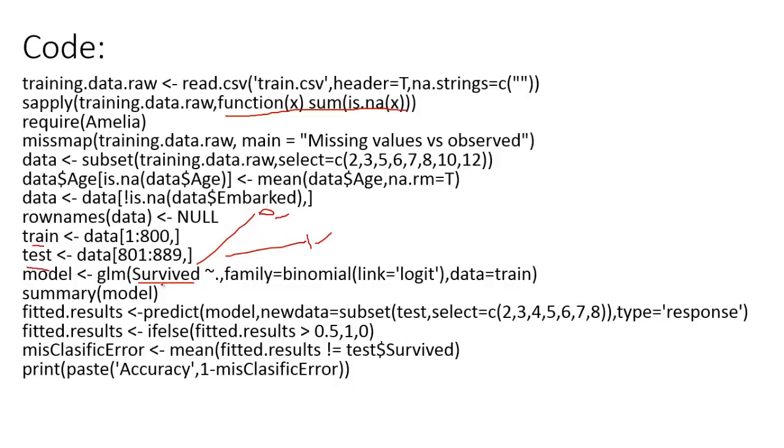So I am just training the model using a predicted class, Survived, and using the features as the independent variables. And I have used a binomial logit family. Binomial is for the class, since I have only two classes here, so I have used binomial, and logit is for logistic. Then I have provided the data equal to train. Then I have called the summary of the model function.